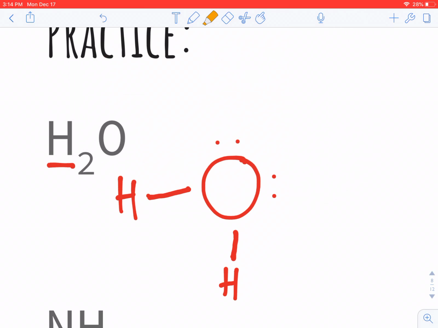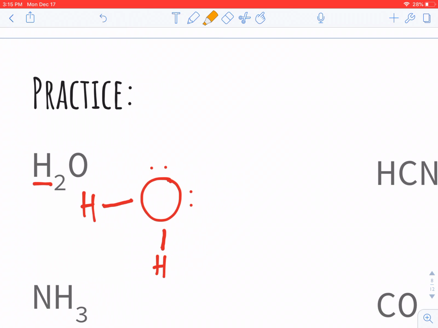So just to go through and count them up, we have 2, 4, 6, and 8 electrons on the oxygen. And remember, each of these bonds represents 2, so that's going to be 2 electrons per hydrogen. So that is going to achieve stability. And that is what water will look like as a Lewis structure.